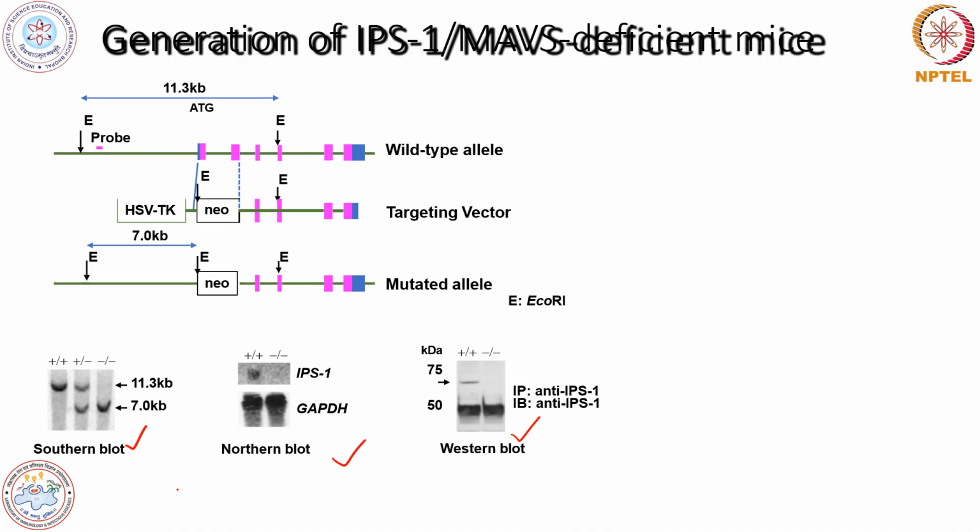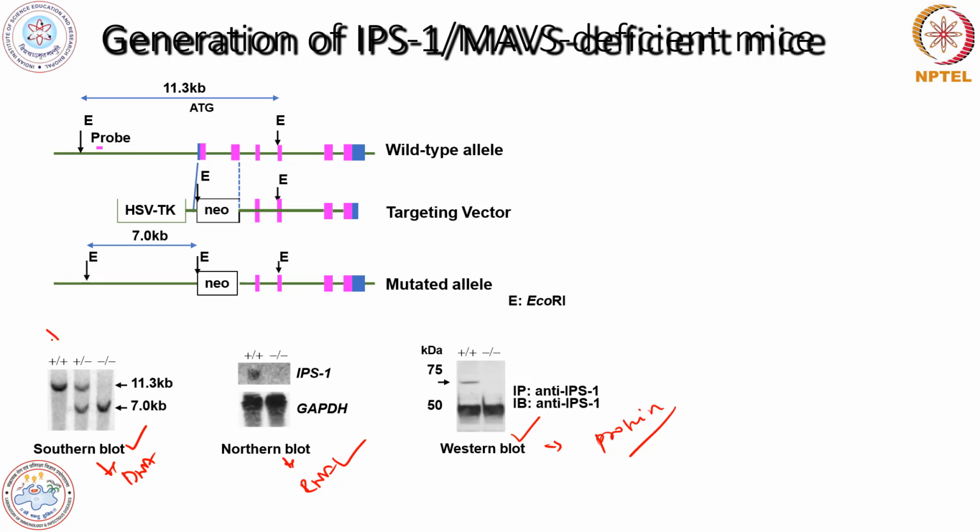So Southern blot, Northern blot, and Western blot are used to detect things. Southern blot is to detect DNA, Northern blot is to detect RNA, whereas Western blot is to detect the protein. Okay. So this is one of the genes they wanted to eliminate from the genome.